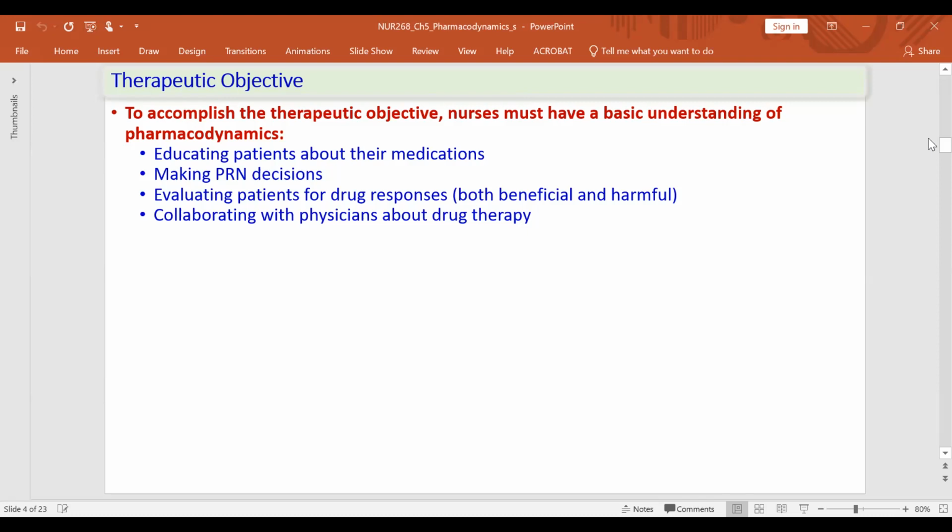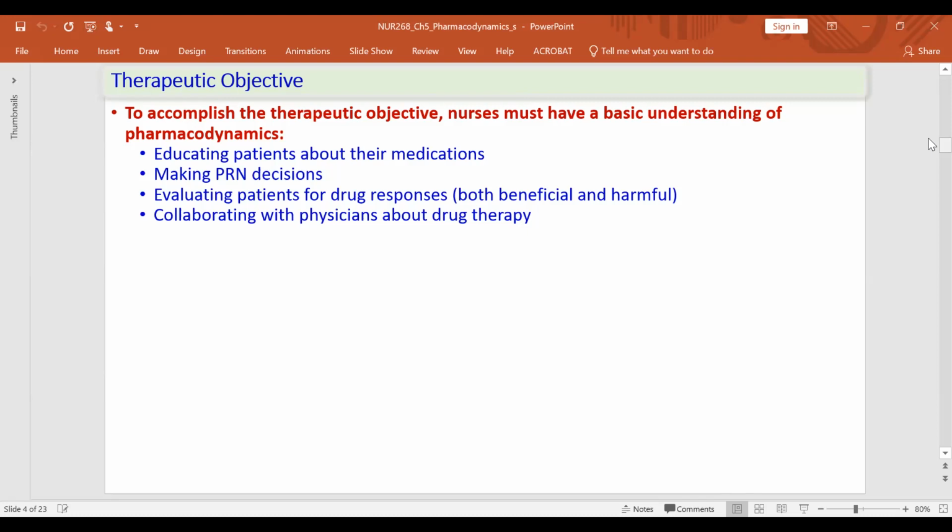So with pharmacodynamics, we are educating patients about their medications, making sure that as needed or PRN decisions are made appropriately in a safe, effective way, and evaluating patients for drug responses. We have to evaluate them for both the beneficial, expected, predicted outcome or positive responses from the drug, as well as the harmful effects. We also collaborate with physicians and other practitioners like nurse practitioners and prescribers about the drug therapy.